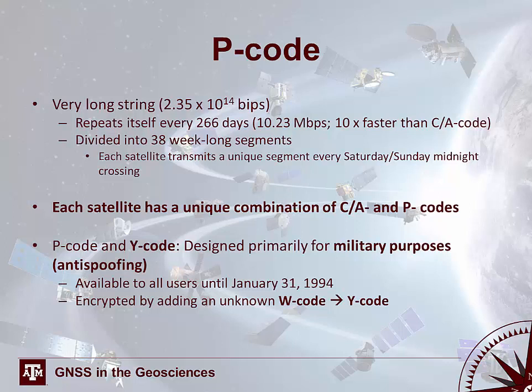Now, we also introduced in one of the previous lectures what anti-spoofing is and selective availability. So we're going to cover anti-spoofing a little bit here. They're both designed to do similar things, but they both manipulate essentially that PRN code. So in the case of anti-spoofing, it's designed primarily for military purposes, basically to encrypt the signal. So it's an intentional encryption of the signal by adding an unknown W code and getting a Y code. So what that does is that manipulates that PRN code into providing the user with a false sense of position. Now, it's also important to note that anti-spoofing is no longer in effect. It has been done away with.